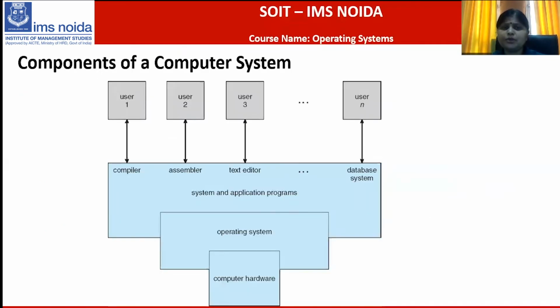When we talk about the computer system and its components, we should know the block diagram of the computer system, which is showing on the screen. First is the user. The user interacts with the computer system with the help of system software as well as application programs. The user can use a compiler, assembler, text editor, or database system to interact with the system.